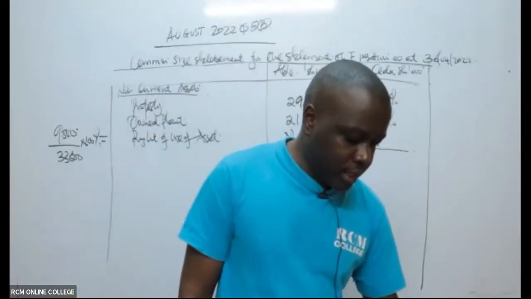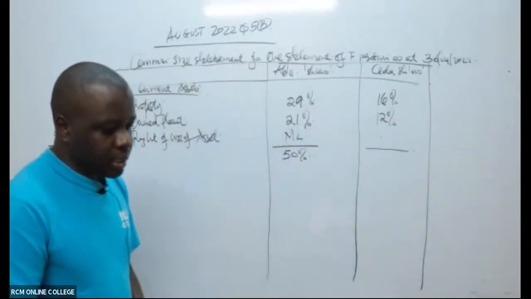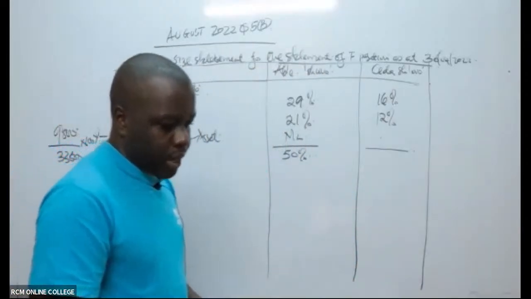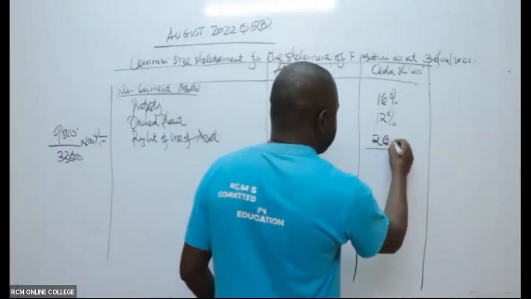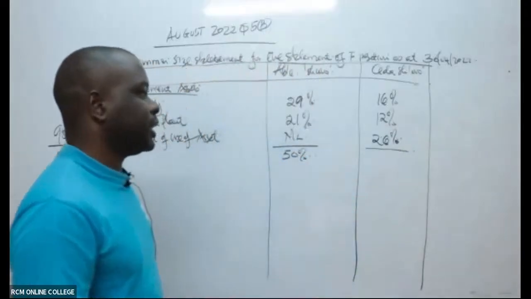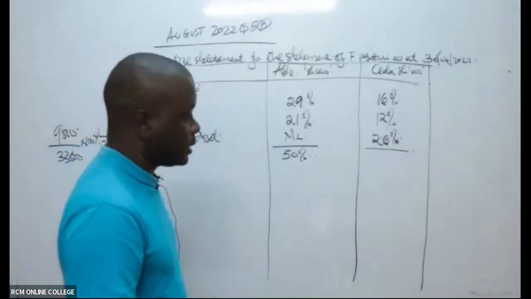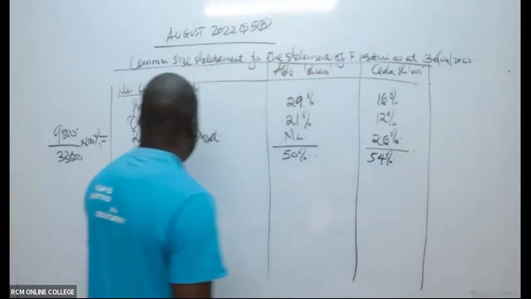Hope we are together. So this one is 26%. If you do the total there, you're getting around 54%. So 54%. Then we go to the current assets.